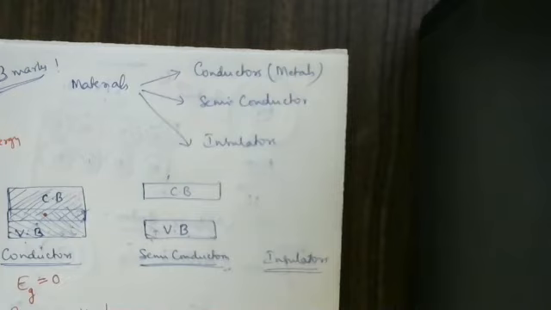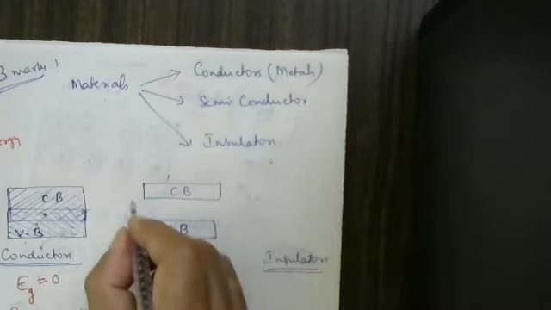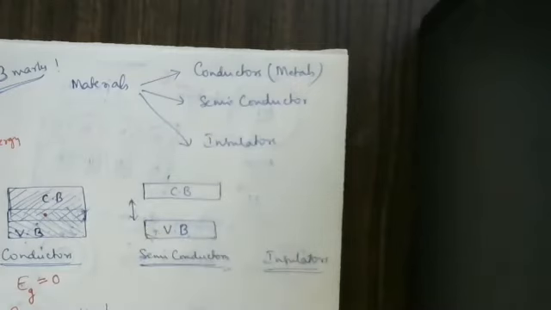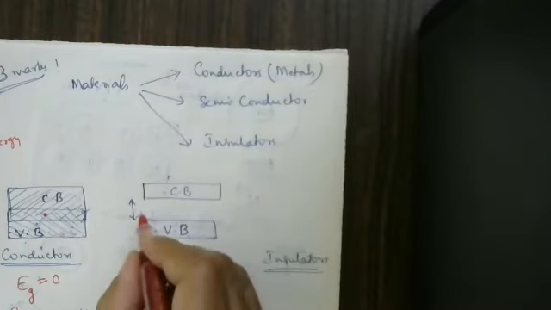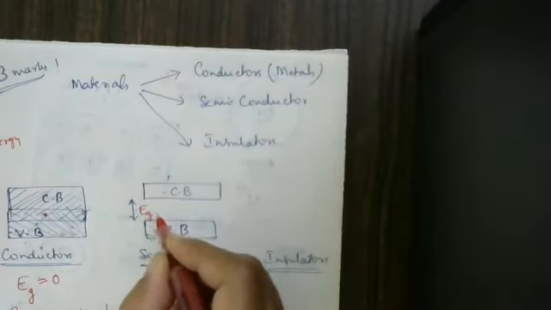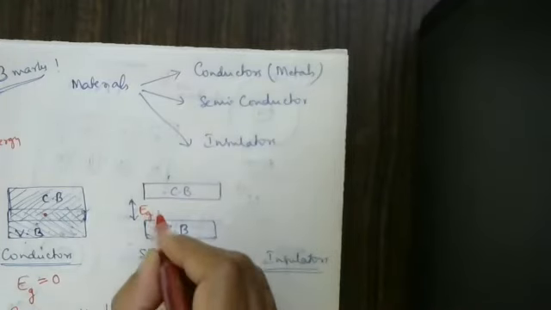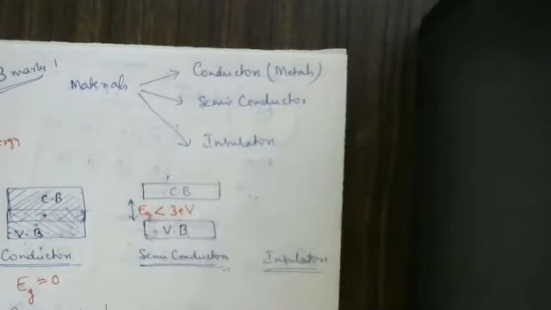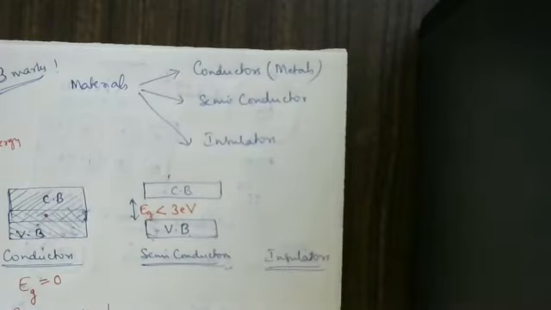I hope you understood the concept now. Here to here, there is an energy gap. This energy gap is less than 3 eV, electron volts. Less than 3 electron volts is present.